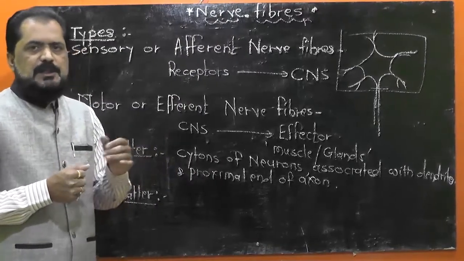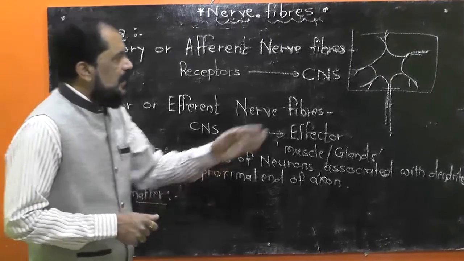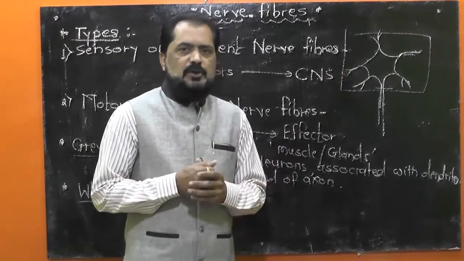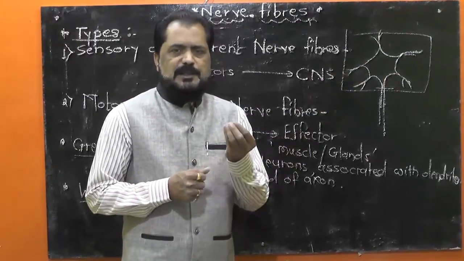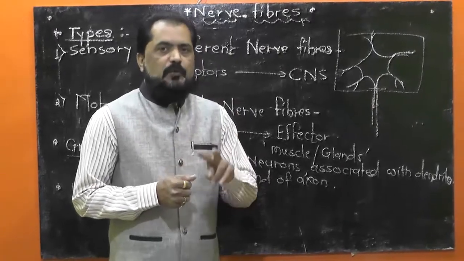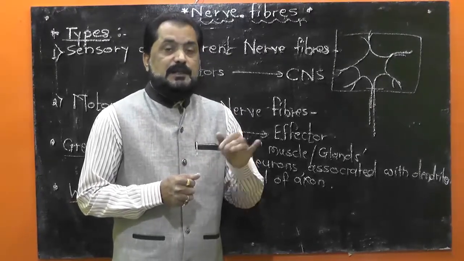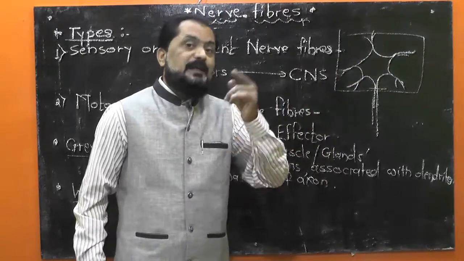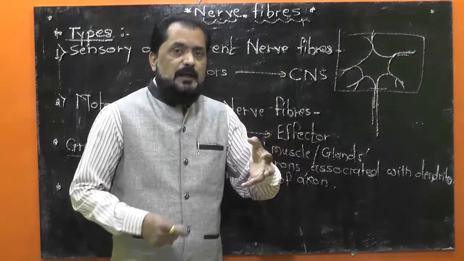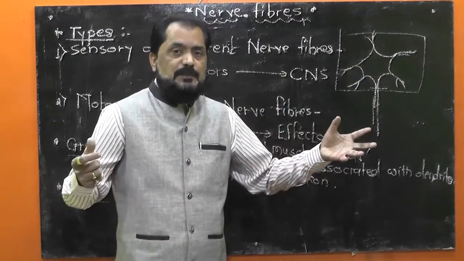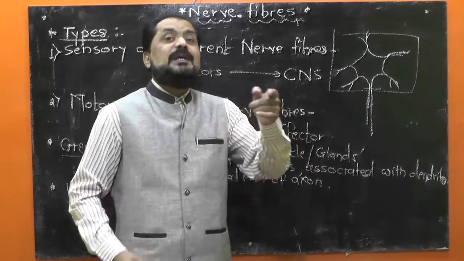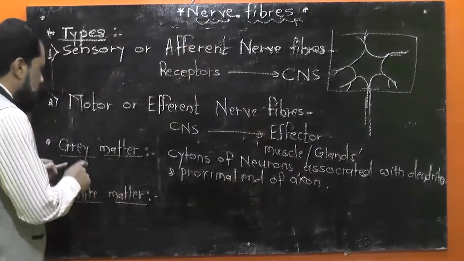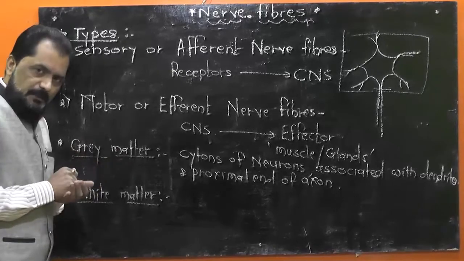Actually, we have all learned that in this cyton there is the presence of Nissl granules, which appear slightly grayish in color. Because of those Nissl granules the cyton appears grayish in color, and a mass of cytons together gives gray color to that nervous tissue, hence it is known as the gray matter.